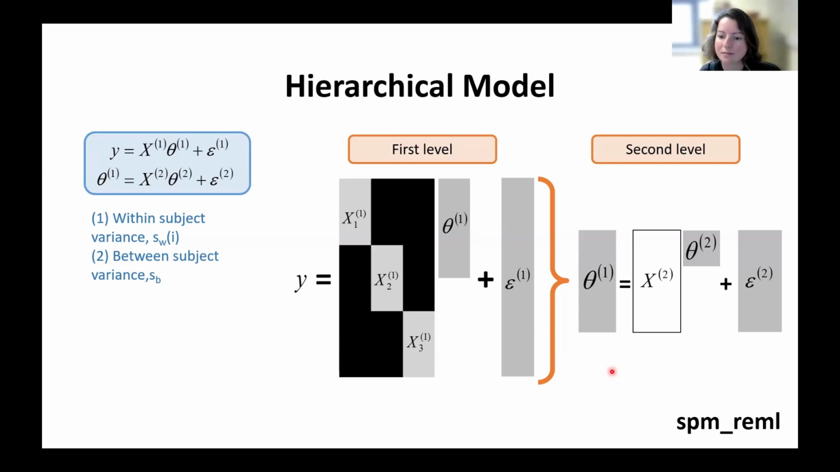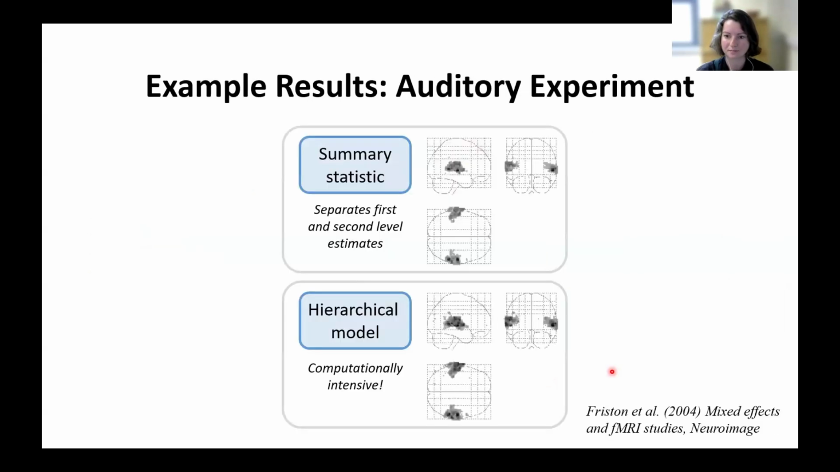And the algorithm restricted maximum likelihood allows you to estimate both within and between subject variance at the same time in an iterative fashion. And this is implemented in SPM as spm_reml. What it does is it estimates things at the second level and then goes back to the first level to adjust the estimates until it finds a good fit. Together, this ensures that both the within subject and the between subject variance is taken into account in an optimal way to estimate your effect of interest.